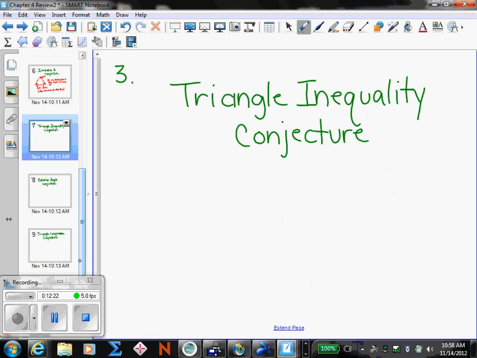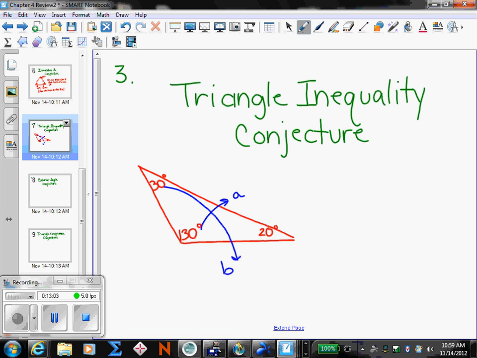The next slide. On the outside, put triangle inequality conjecture. So the triangle inequality conjecture, if you will remember, the longest side is across from the largest angle. So let's say that this is 130 degrees. This angle is 20 degrees. So we can solve for the missing angle. If that's 150, then this one has to be 30, so they sum up to 180. The longest side is across from the largest angle. So side A will be the longest, side B will be medium length, and the side across from the 20, side C, will be the shortest.